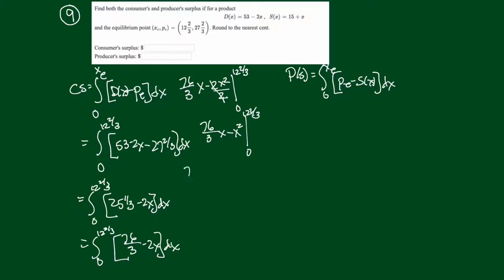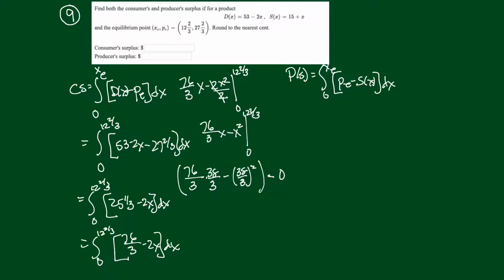Let's put these numbers in. We'll get 76 over 3, here's the upper limit, times 12 and 2/3. I'm going to write that 12 and 2/3 like this: 3 times 12 is 36, 37, 38. So this is 38/3, minus 38/3 squared, minus the lower limit. But we've got that again, where I'm putting in 0 and everything's got an x in it, so we just get a 0 here.